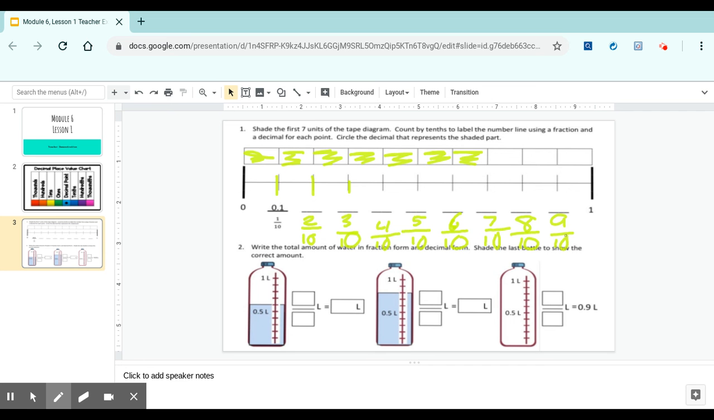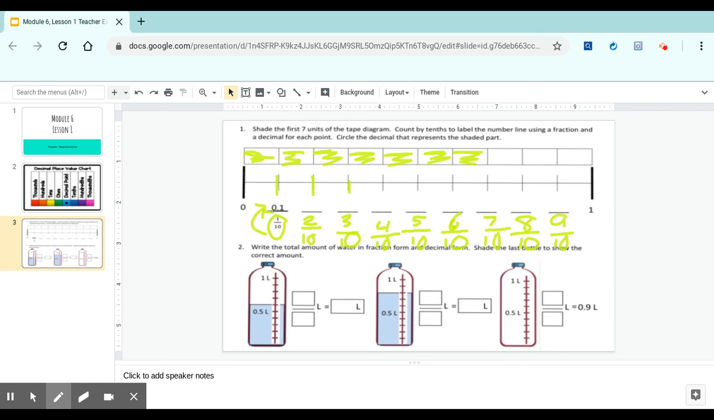So let's go and discuss how we change the fraction into a decimal. So if we have 1/10, anything to the left of the decimal point is going to be our whole numbers. In 1/10, we don't have a whole number, so that is where the 0 comes into play. So we have 0 whole numbers, and our fraction is going to be 1/10.